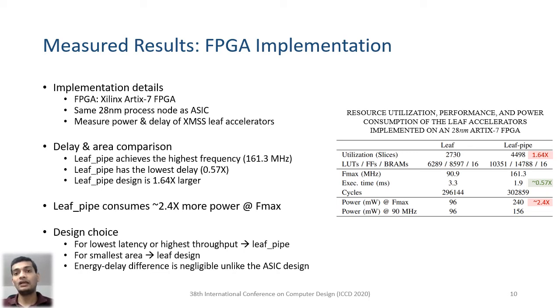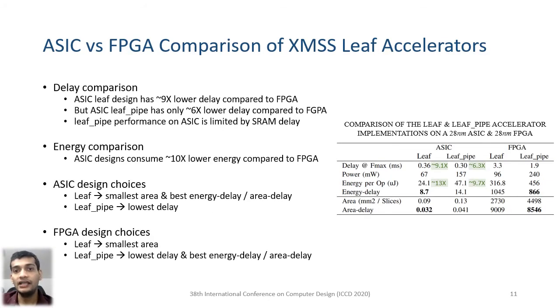The LeafPipe design is also 1.7 times faster and consumes 2.4 times more power compared to the Leaf design at the highest operating frequency. Since the FPGA is implemented in the same 28nm technology node as the ASIC, we can directly compare the delay and power results. The ASIC Leaf and LeafPipe designs are 6 times and 9 times faster than the FPGA designs. They also consume an order of magnitude lower energy compared to the FPGA designs.